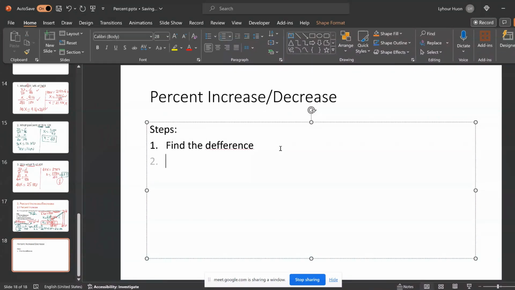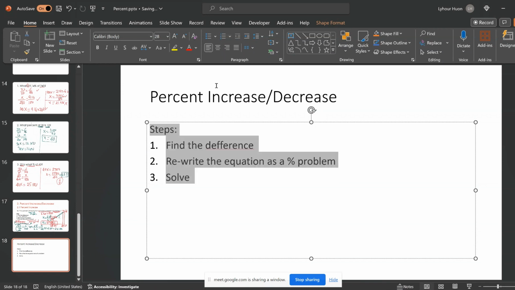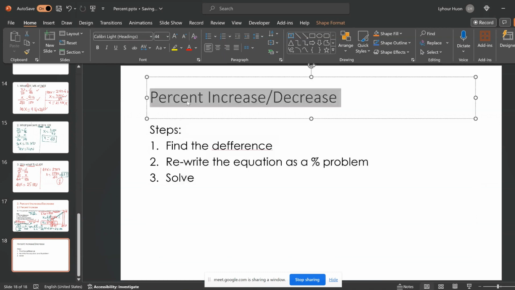rewrite the equation as a percent problem. After we rewrite the equation as a percent problem, we solve it. We just solve it. So this is the official way to do it.